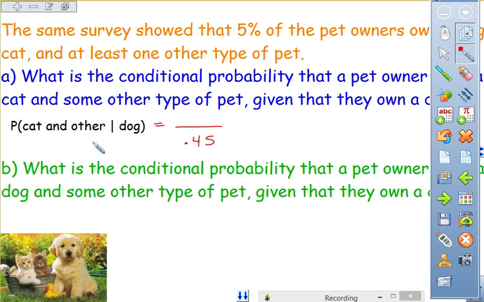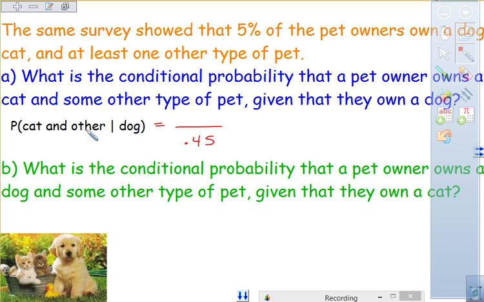What percent own a cat and other? So that would be the 5%. If I work that out, I get 11%.